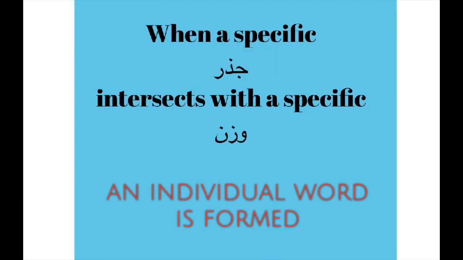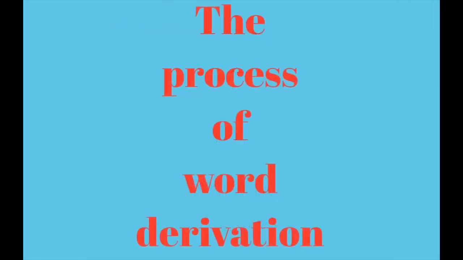In Arabic grammar, when a specific judr intersects with a specific wazn, an individual word is formed. This is known as the process of word derivation. Word derivation is a really powerful force in the Arabic language. By starting with a basic root, you can derive lots and lots of other words that have similar meanings. If you study roots, you can significantly improve your vocabulary in the Arabic language.